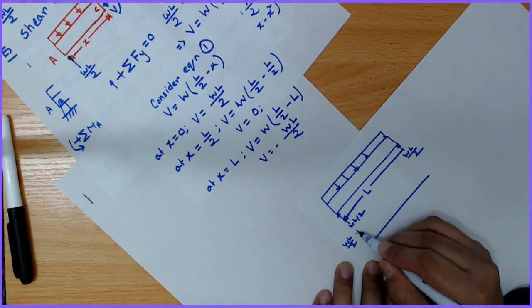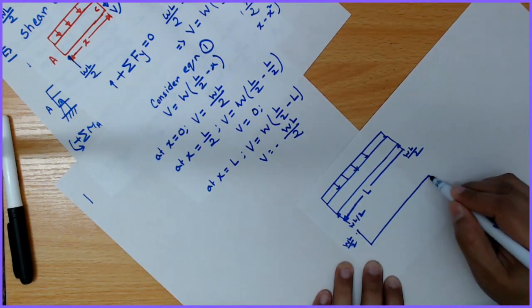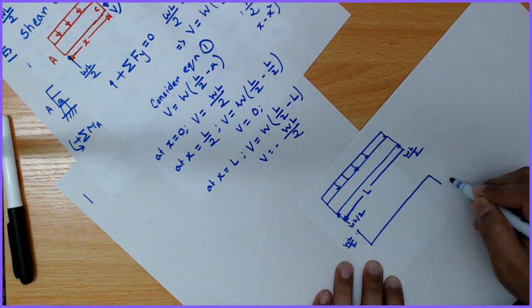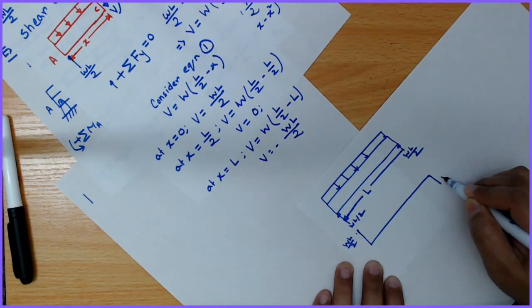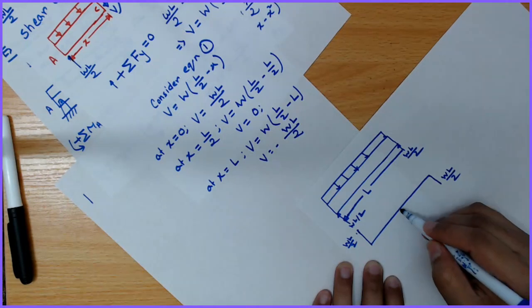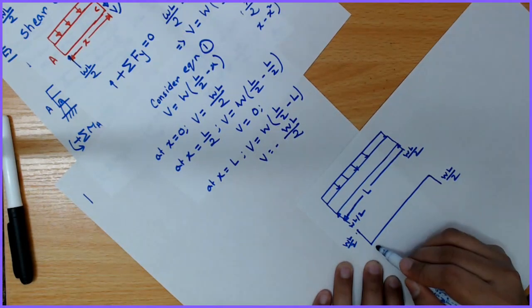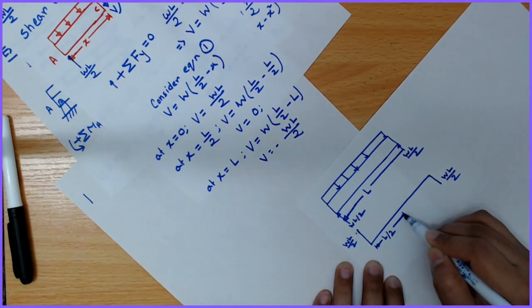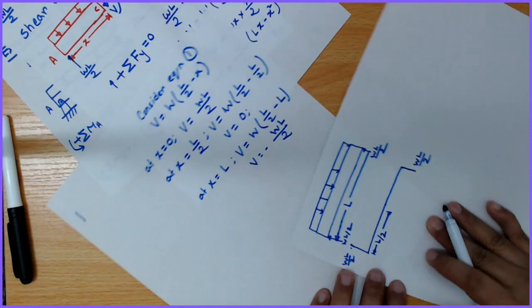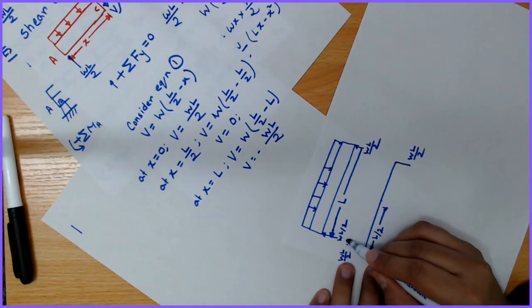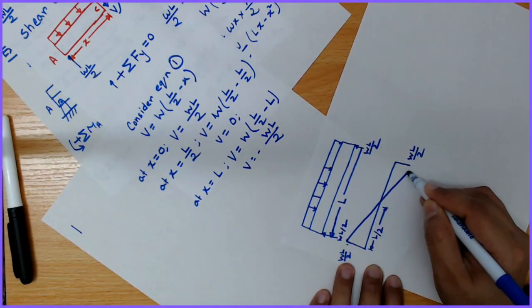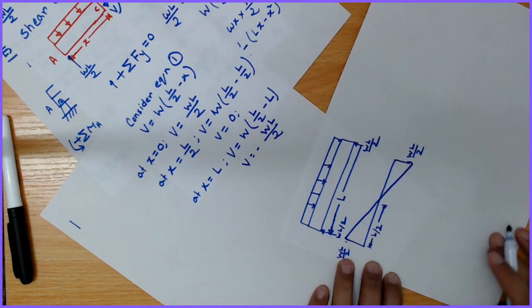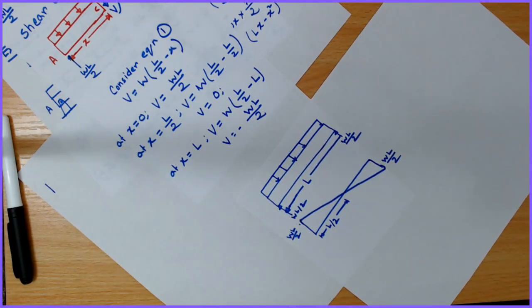V is WL by 2 maximum, positive, and V, the negative maximum, is WL by 2. And at x equal to L by 2, it is 0. So my shear force diagram is like that. Okay.